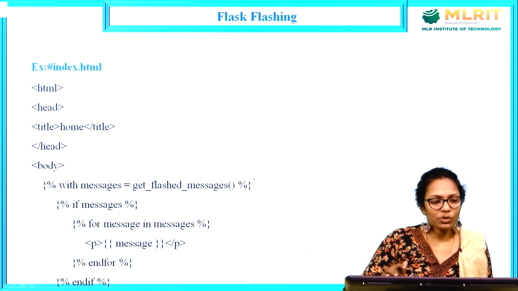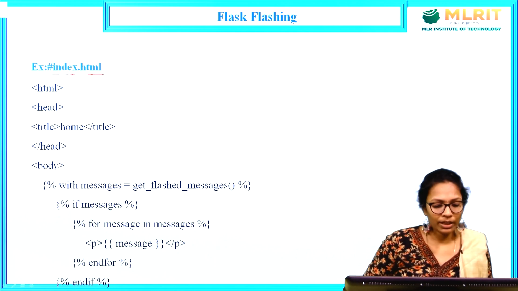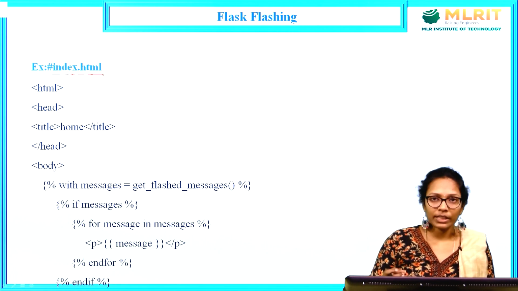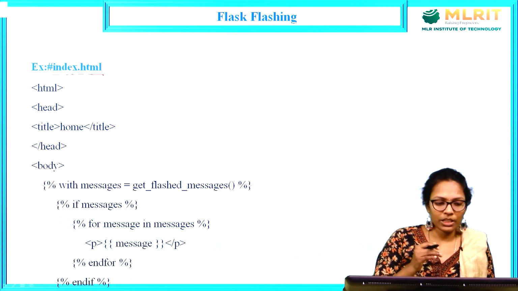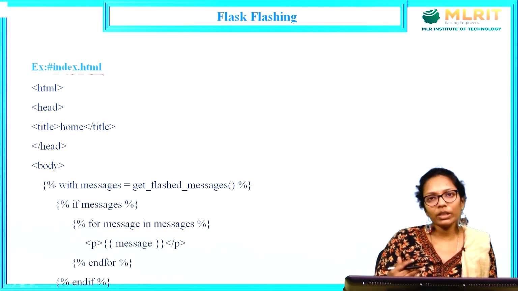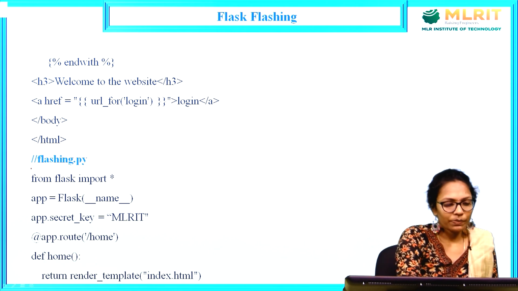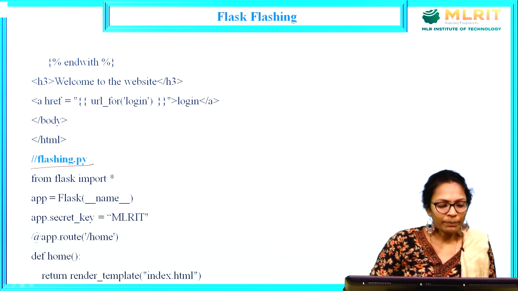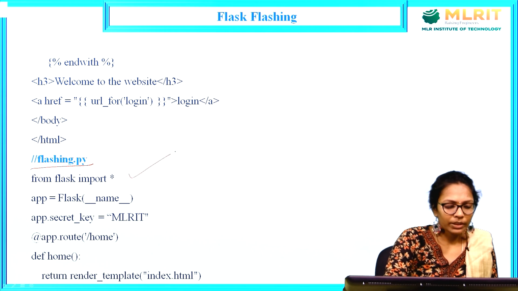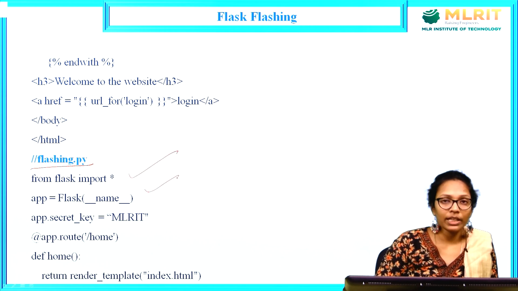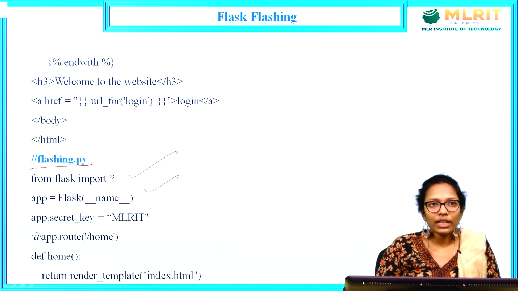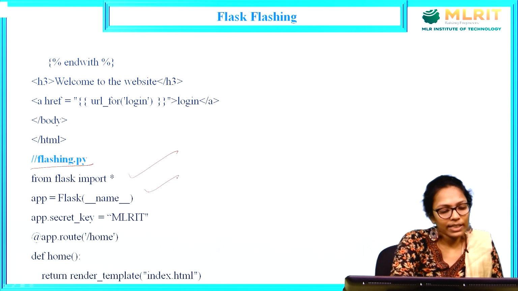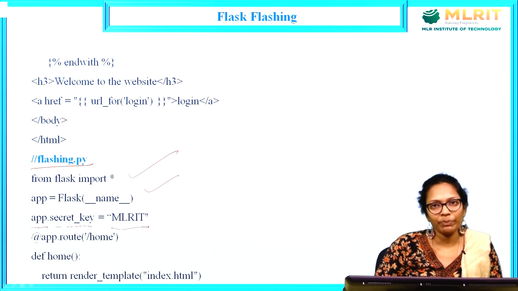Coming to the example, here we have index.html. This index.html will receive the messages from the Python application and display them. But before discussing this, we will discuss the Python application first. This is the Python application flashing.py. Here I'm giving the import statement, then creating an object for the Flask class, and after that, to execute this Flask application, this is mandatory: application.secret_key, you have to give some key. I'm giving the key as MLR IT. So why do we need to give this key?